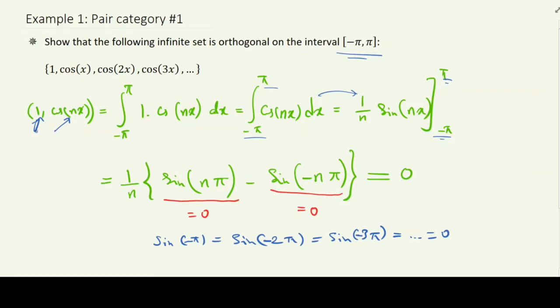And just as a reminder, we have not just calculated one inner product here. What we have obtained is the inner product of infinite pairs of functions: 1 and cosine x, 1 and cosine 2x, 1 and cosine 3x, and so on and so forth.